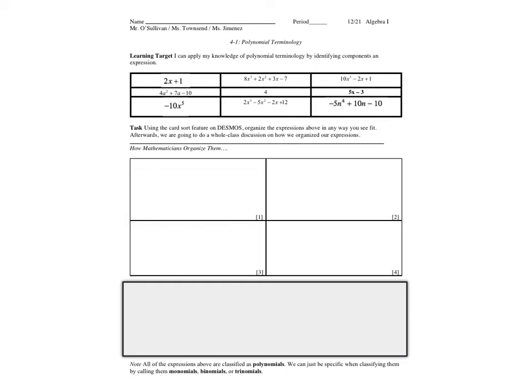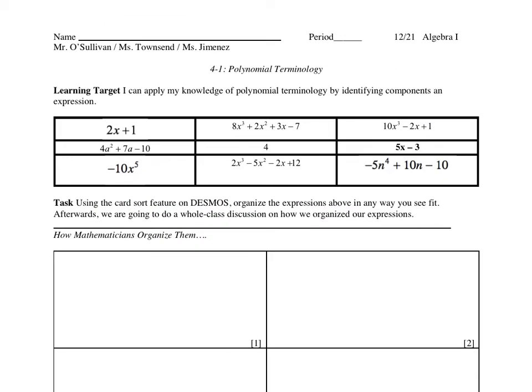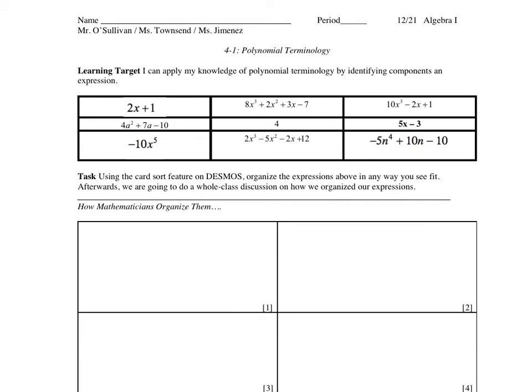Hello ladies, today we're going to be looking at lesson 4-1, Polynomial Terminology. So this is our next unit. I know we're starting before Christmas break, but it's time to begin a new unit. So today's learning target is: I can apply my knowledge of polynomial terminology by identifying components of an expression.